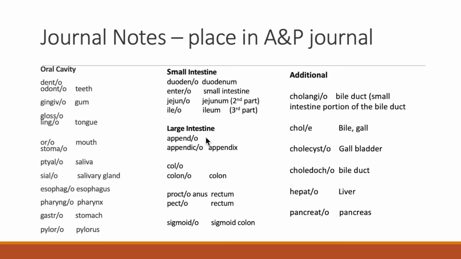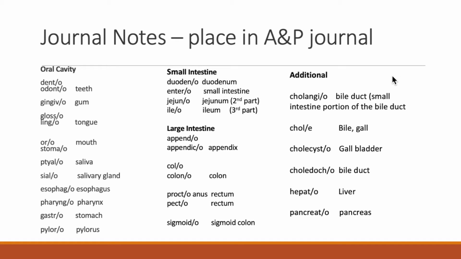Large intestine, append O or appendic O, is your appendix. It's right where the small intestine meets into the large is the appendix and the cecum. We'll show that in a different slide. Colo and colon O means colon. Colonectomy, for example, is the removal of the colon. Procto means anus or rectum. Recto is just the rectum. And sigmoid O is the sigmoid colon.